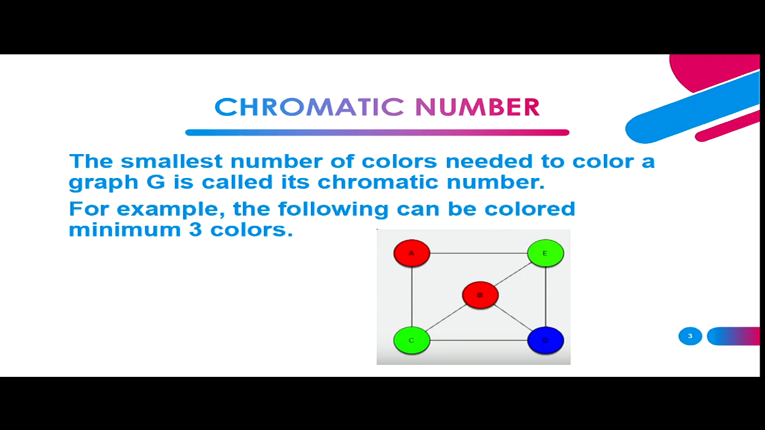And there's this terminology called chromatic number. So what does it mean? It means the smallest number of colors needed to color a graph G. And this number is called the chromatic number. So for example, you can see in this graph, the minimum number of colors is 3.